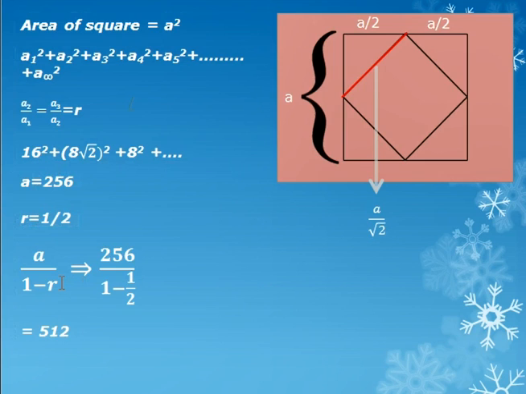Now the sum for the infinite terms of a GP is a by 1 minus r, and the value of a is 256, and the value of r is 1 by 2. 1 minus 1 by 2 is nothing but 1 by 2, and multiply both sides with 2. The 1 by 2 in the bottom will get cancelled out, and 256 into 2 is 512. So that's our answer. And here r should always be less than 1.